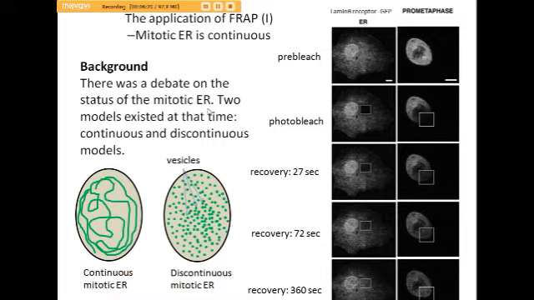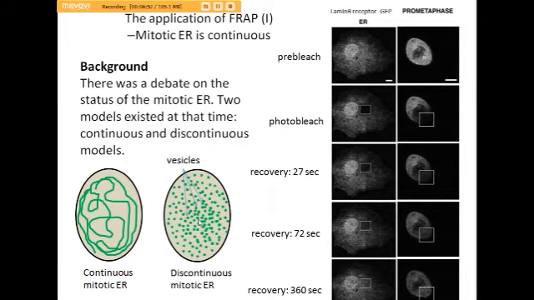There used to be two models in the 1990s on the mitotic ER. The first model proposes there is one continuous ER. There is only one ER, and similar to the interphase ER, it is continuous. So during mitosis, there is a continuous single ER. Another model proposes that during mitosis, the ER disassembles into numerous small vesicles.